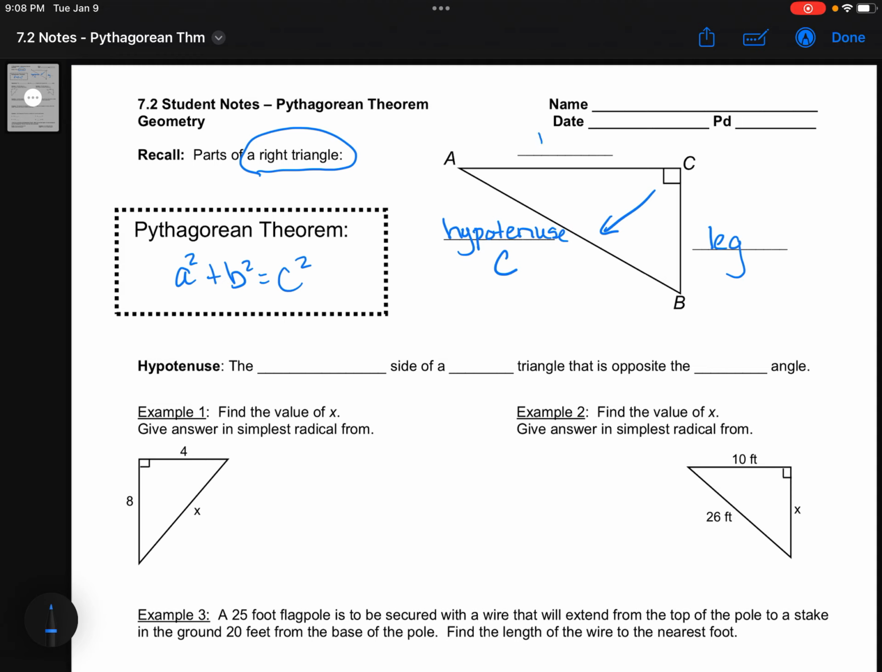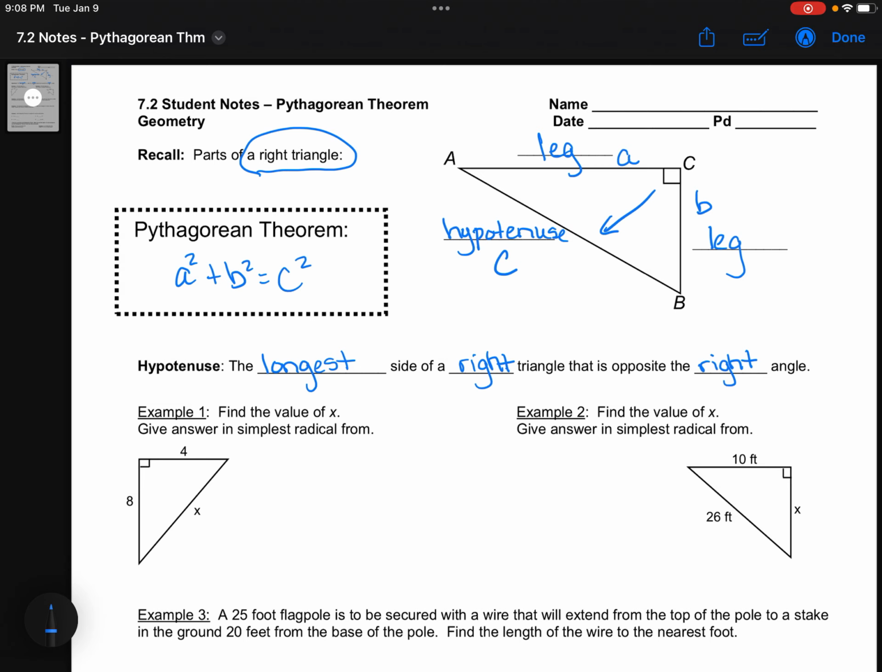The other two sides are legs, and it doesn't matter which one you call A and which one you call B. You can switch them around. So the hypotenuse is the longest side of a right triangle that is opposite the right angle. So when we say opposite, we mean across the triangle.